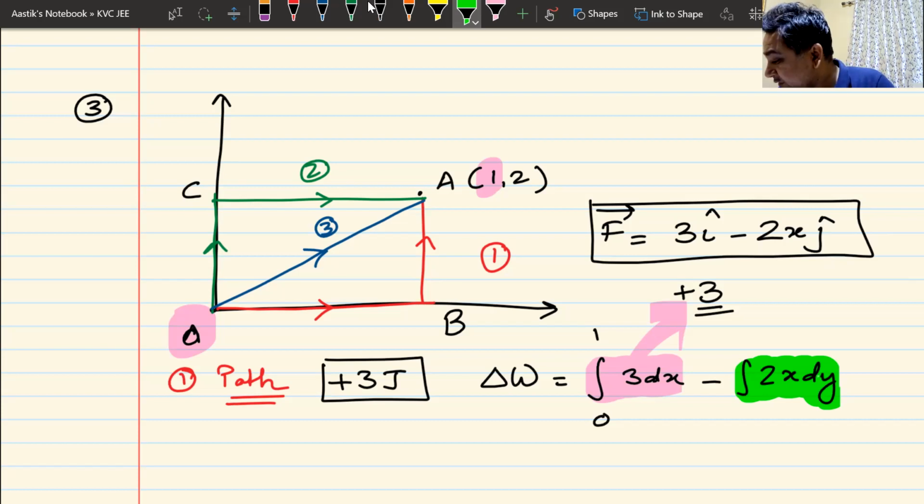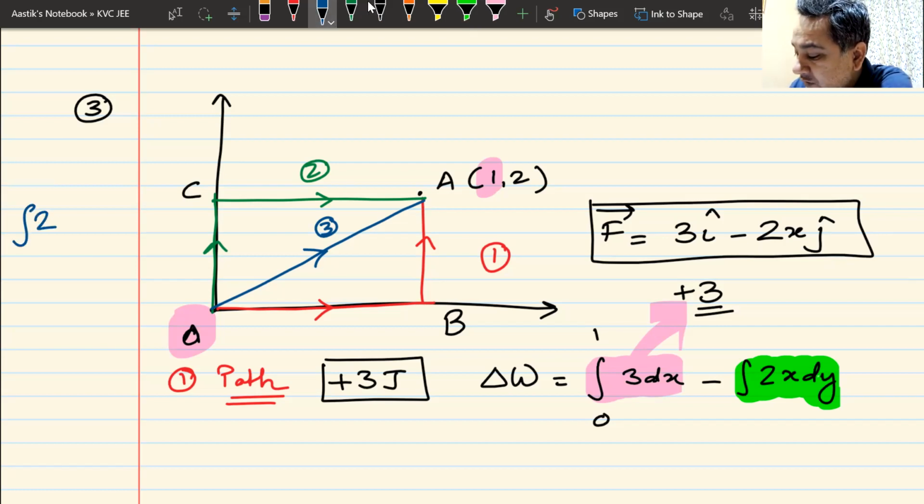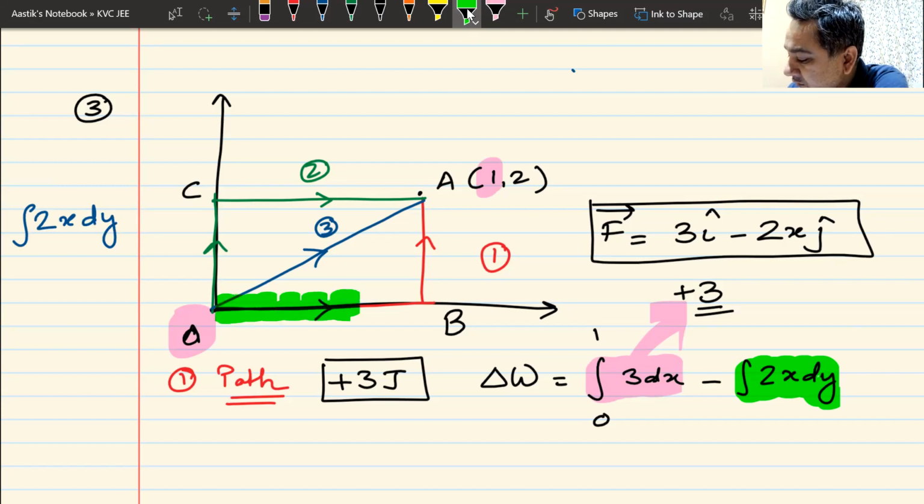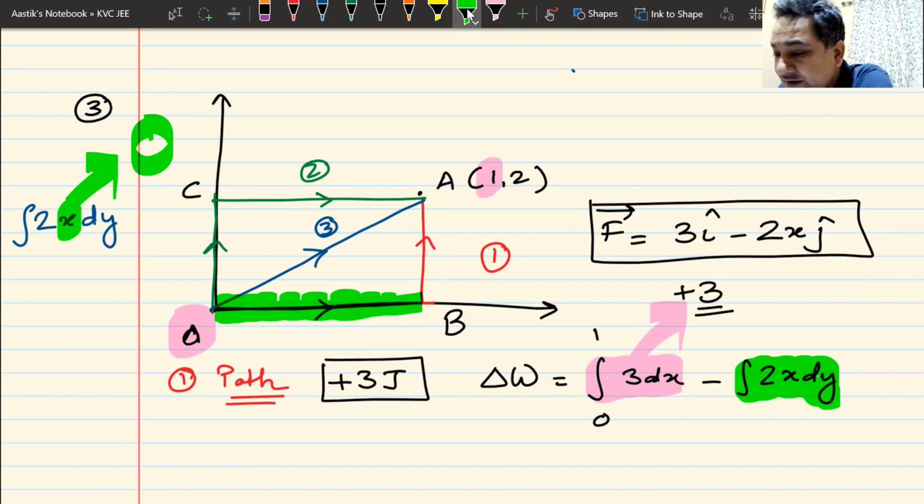So now the task is to find out the value of this integral. How do I do it? So I now need to calculate the integral of 2x dy. So I'll have to do it from the path O to B. Let us first think about the path from O to B. From the path O to B, look at the value of x. What is the value of x? 0. Yes, since the value of x is 0, the value of this integral is 0 for the green path.